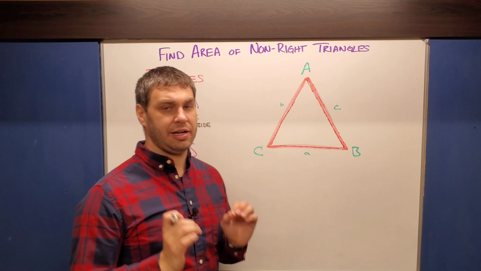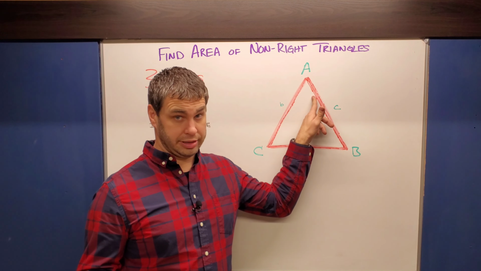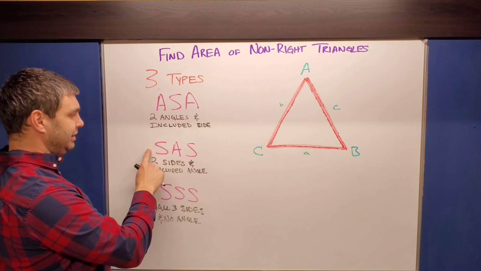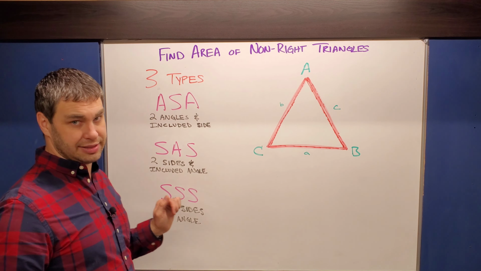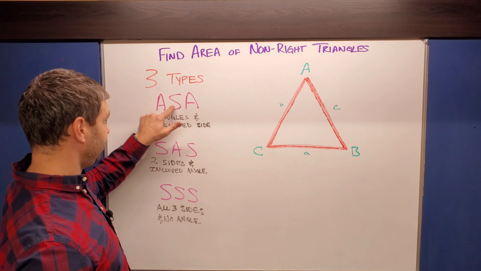In this video, we're going to talk about how to find the area of non-right triangles. So none of our angles are going to be 90 degrees. All right, and there's three ways to do it. Remember, we have angle, side, angle, then side, angle, side, and then side, side, side. In this video, we're going to be talking about the top one there, which is angle, side, angle.